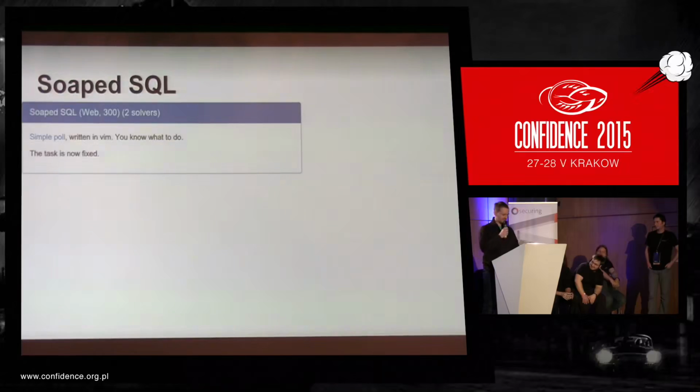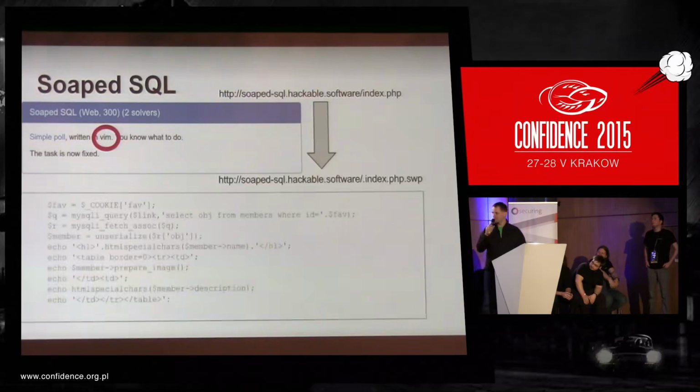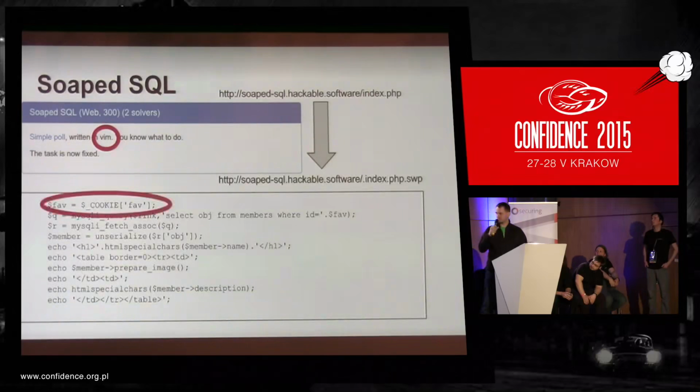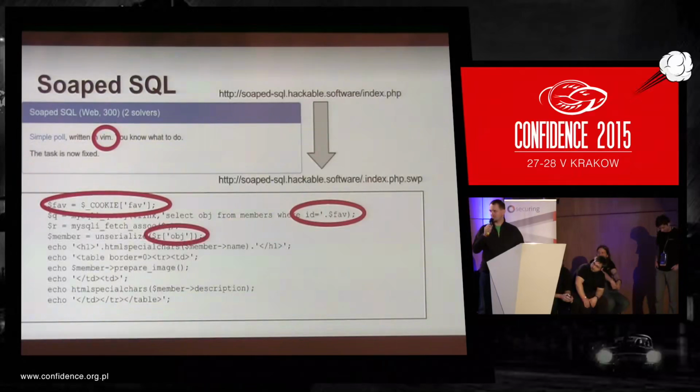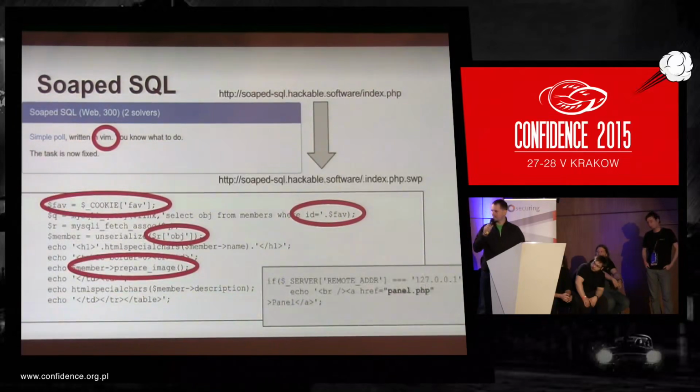So this is the task description, and you land on the website with index.php. You need to focus on this hint, and you can find the index.php source code. What was special in this source code? First of all, you can do a SQL injection by using a cookie parameter. Second, whatever you get from the SQL query gets unserialized. You get a call of some method of your unserialized object, and there's also an admin panel that is only accessible from localhost.